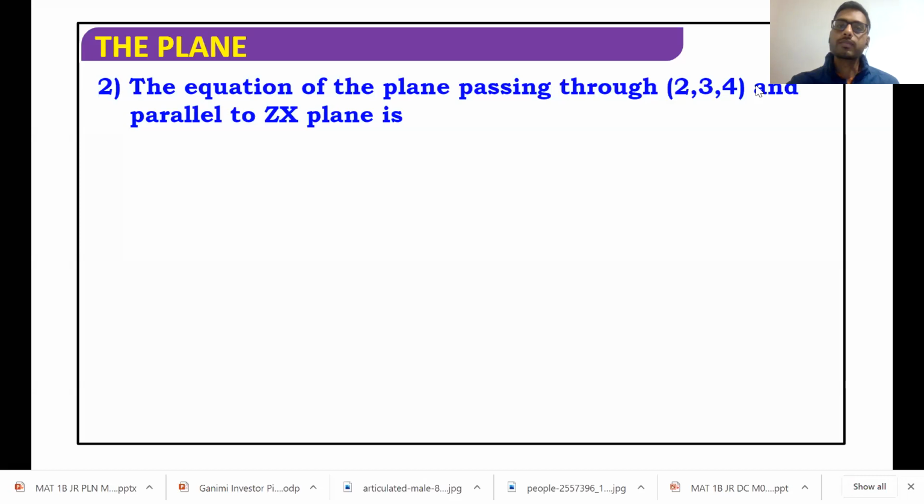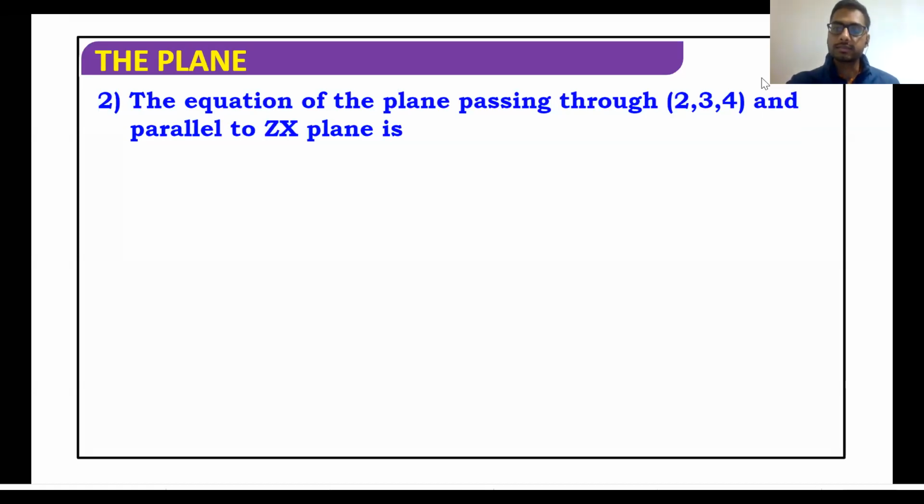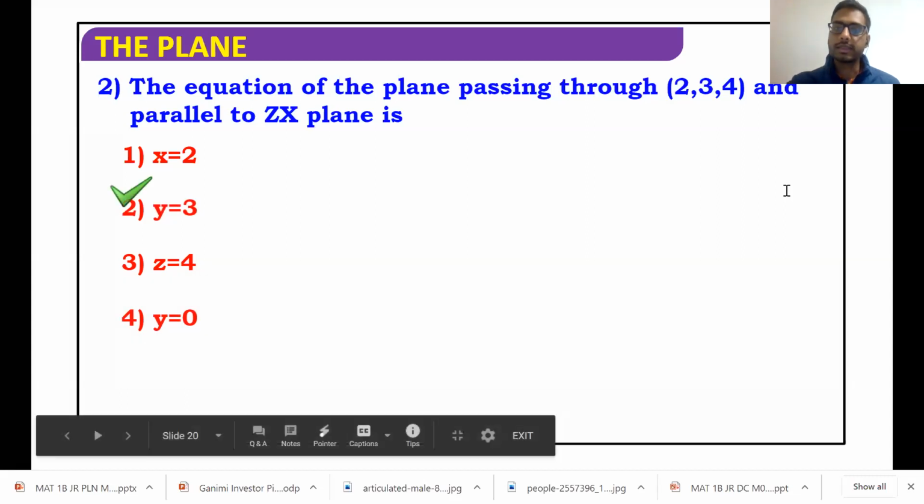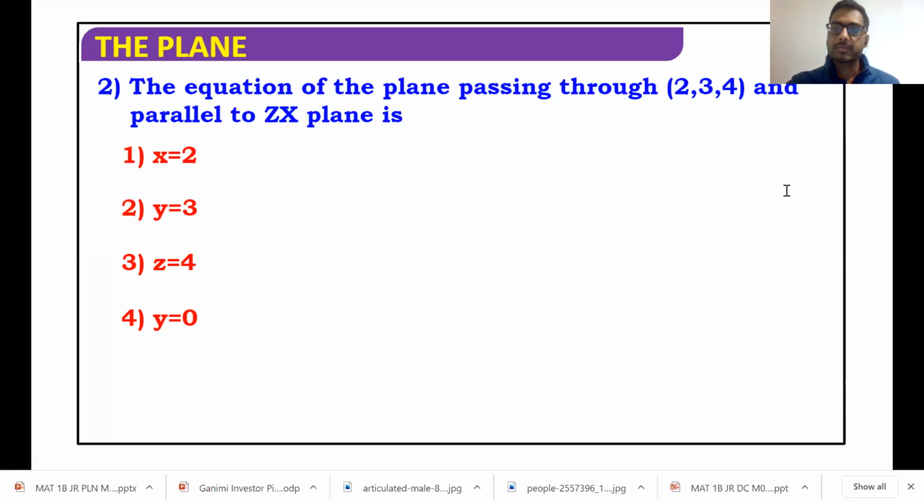So type in your answers. You have 30 seconds for this. Pretty straightforward question. Or else I'll give you 4 options, A, B, C and D. Just type in which answer is the correct answer. Okay. Rutvik is saying y = 3. Others?